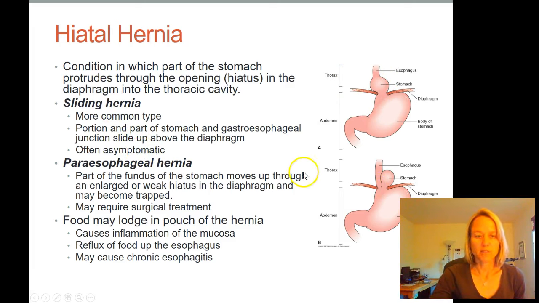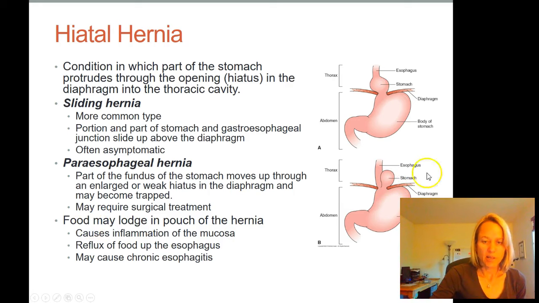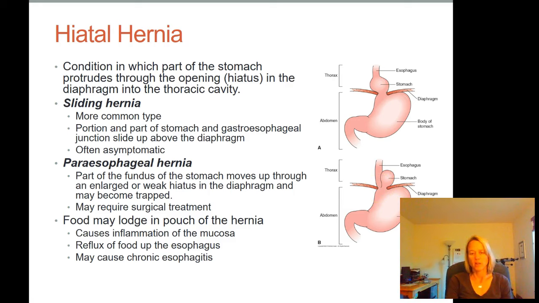A paraesophageal hernia is where part of the stomach protrudes up above the hiatus and gets trapped there. This is more serious and may require surgical treatment, because food can get stuck up there and blood flow can get cut off. So food can lodge in that pouch and cause inflammation. We can get more reflux into the esophagus and chronic esophagitis.